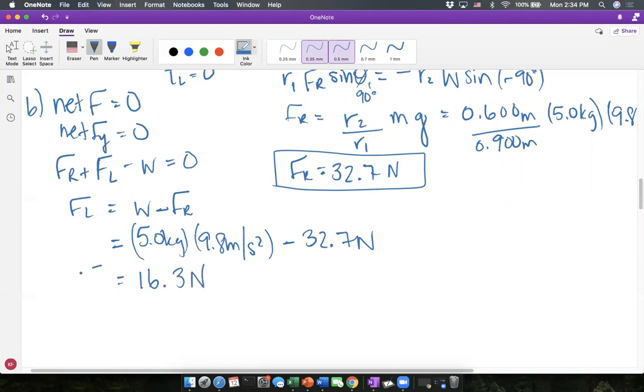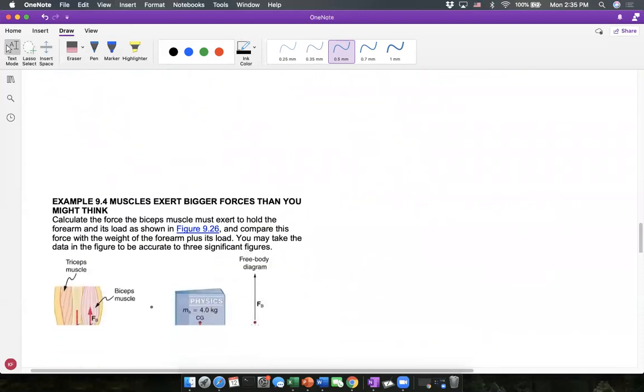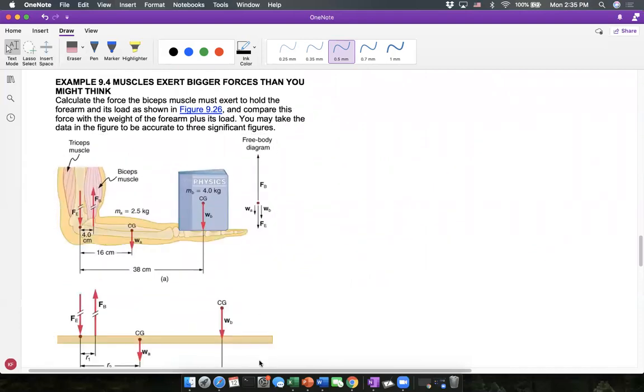16.3 newtons. Again, I made that mistake and that threw my value off, but thankfully I was able to catch it. And so my force exerted by my right hand is 32.7 newtons, and my force exerted by my left hand is 16.3 newtons. I'm going to go ahead and stop this, and then we will go forward with our next example.